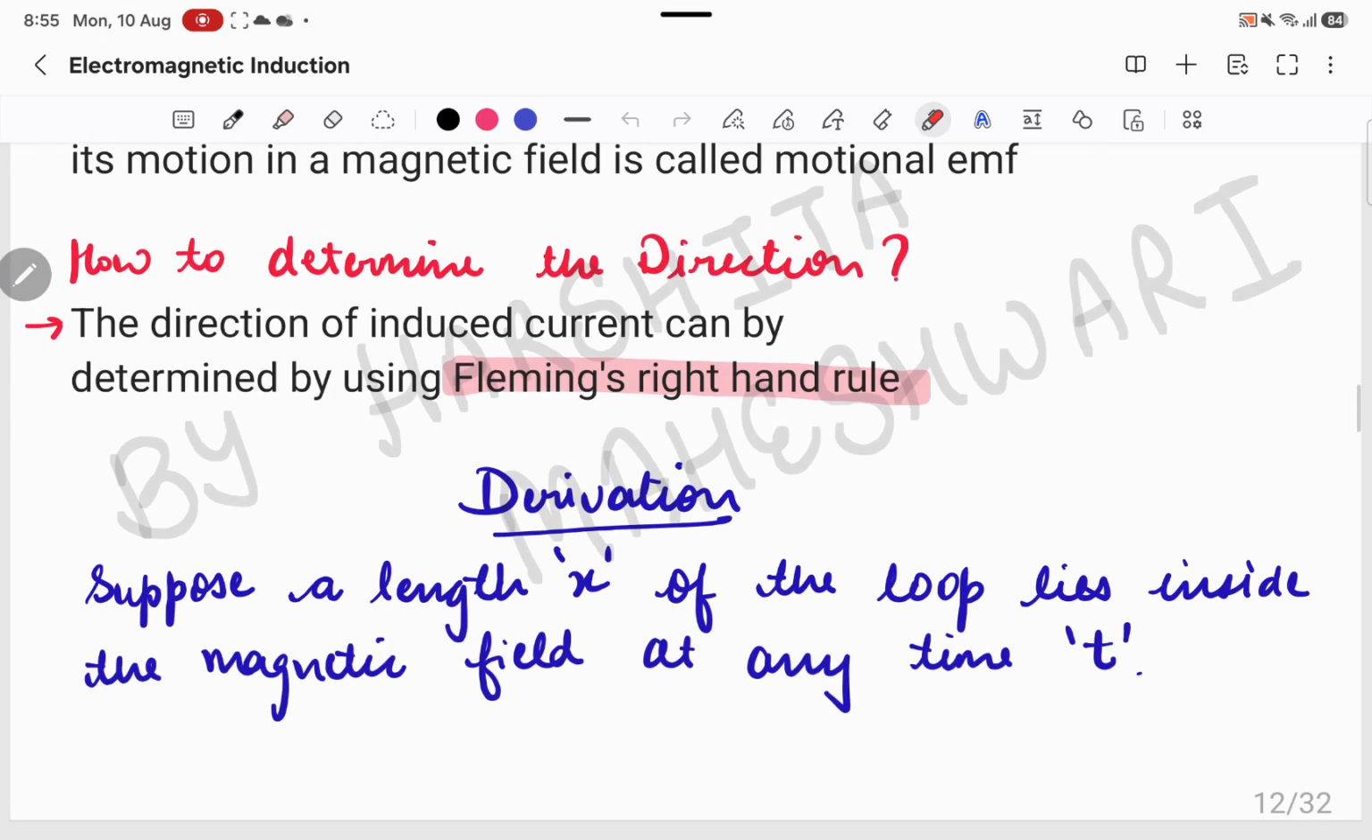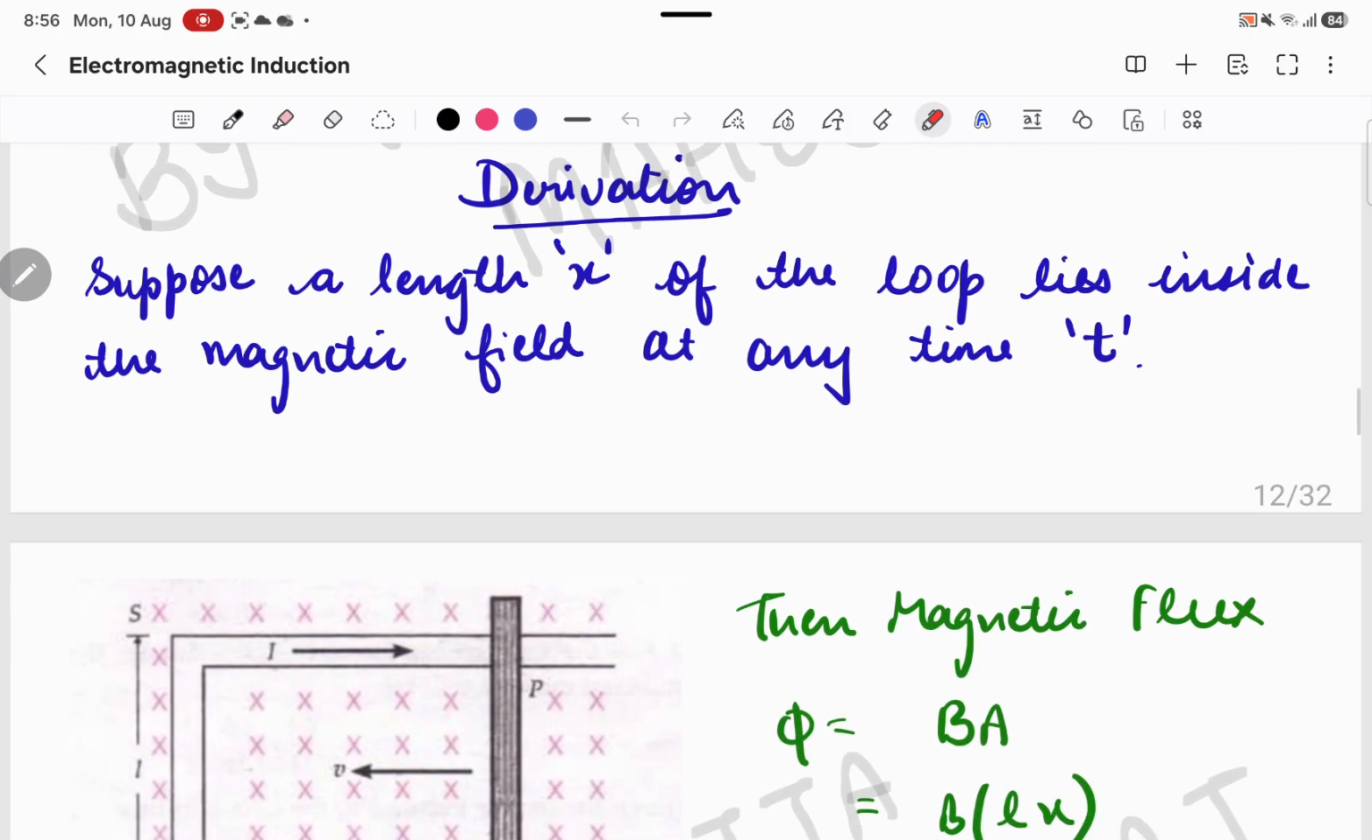Now how to determine the direction? The direction of the induced current can be determined by using Fleming's right hand rule. Whenever the word induced is coming into the picture, we will be using Fleming's right hand rule. Else for the normal directions, like for normal prediction of current or the velocity or the force, we will be using Fleming's left hand rule as usual, which we already studied in the previous lectures. But whenever we have to calculate for the induced quantities, it's always the right hand rule. Clear?